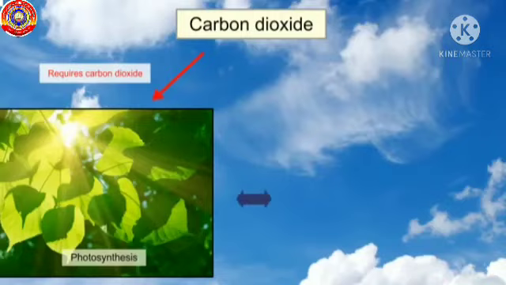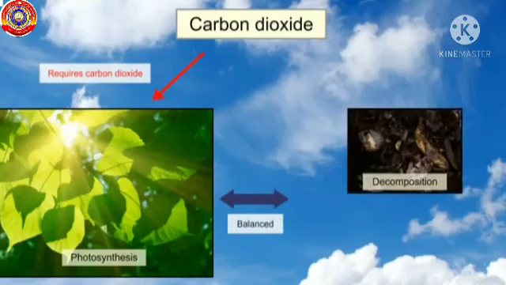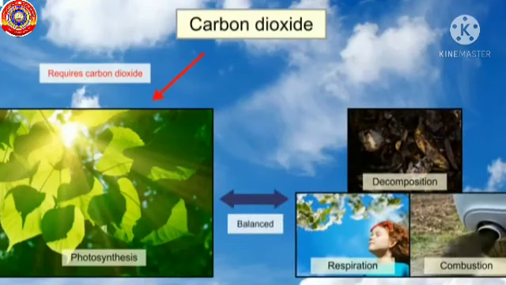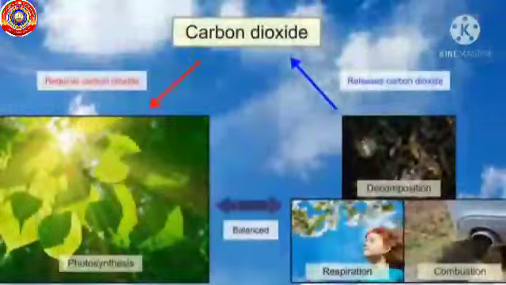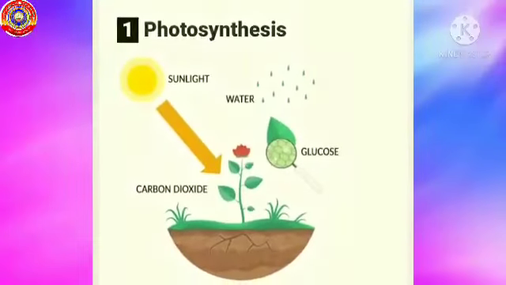The four main important processes that take place in the carbon cycle are photosynthesis, decomposition, respiration and combustion. As you all know, plants absorb carbon dioxide in the air through photosynthesis. Even though carbon dioxide makes up less than 1% of the atmosphere, it plays a major role for living beings.